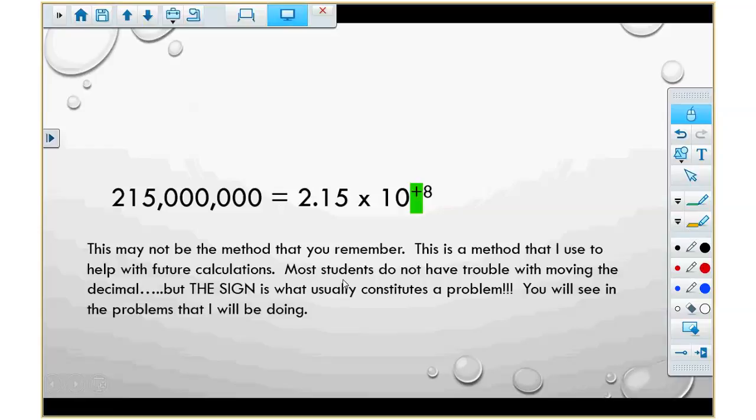Most students don't have a problem with scientific notation as far as write this as scientific notation, or rewrite this number in scientific notation, or write the number in scientific notation in regular notation. Most of you don't have a problem with that. You have a problem with the calculations, the operations with scientific notation, because of this one thing right here called a sign. And I'll show you what I mean in just a second.